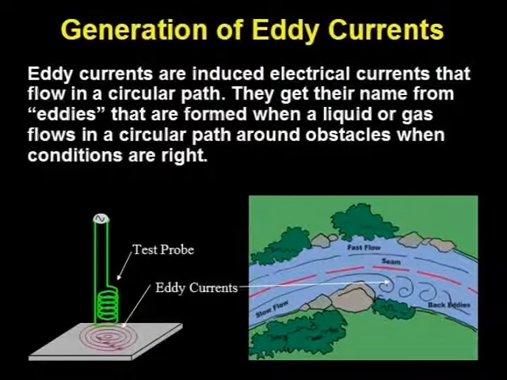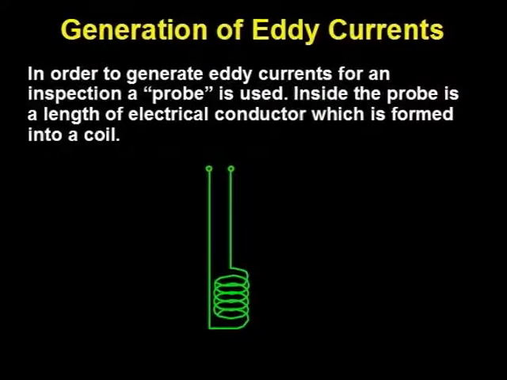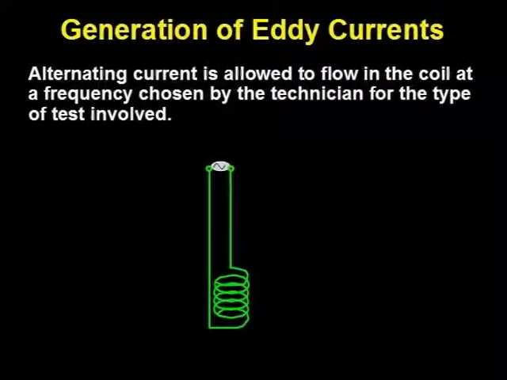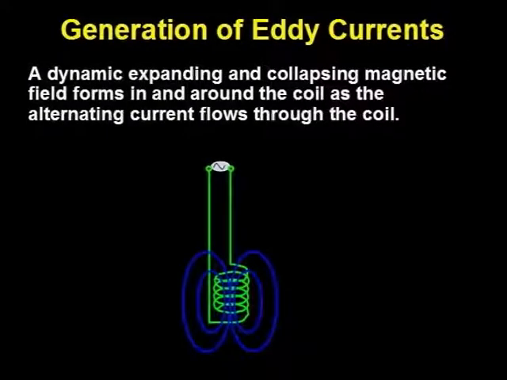Eddy currents flow in a circular path and get their name from eddies, which form in liquids or gases under certain flow conditions. Eddy current inspection uses a probe, which is a length of conductor formed into a coil. Alternating current of a specific frequency is then created in the coil by applying an alternating voltage. The alternating current creates an expanding and collapsing magnetic field, which also changes direction with the alternating current.